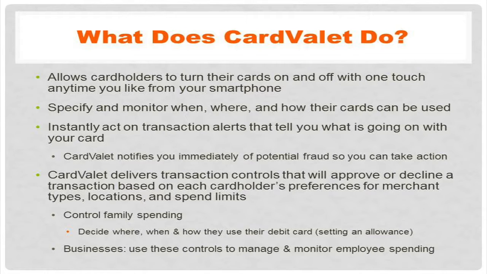CardValet delivers transaction controls that will approve or decline a transaction based on each cardholder's preferences for merchant types, locations, and spend limits. Through this tool, you can control family spending, say, for example, controlling where, when, and how your kids can use their debit cards, like setting an allowance. Businesses can also use these controls to manage and monitor their employee spending, for example, setting certain merchant types of where the card would be accepted.